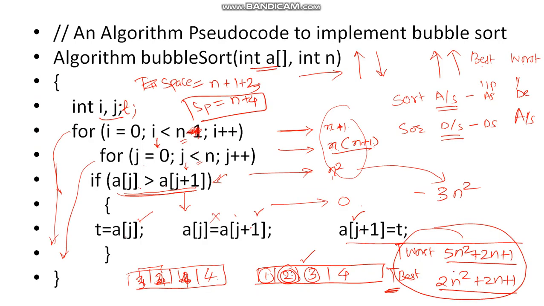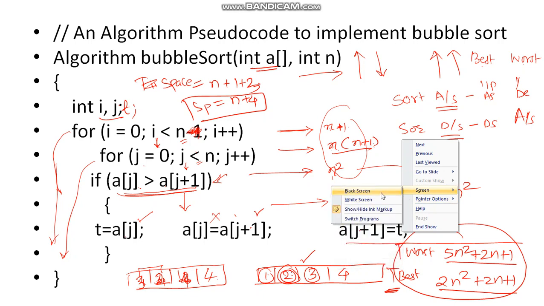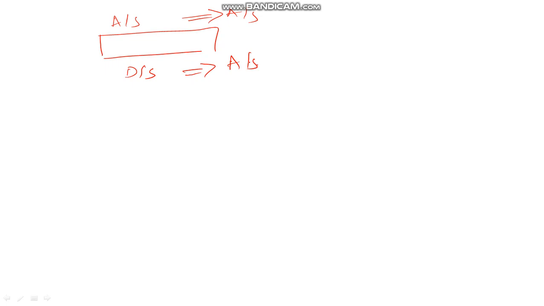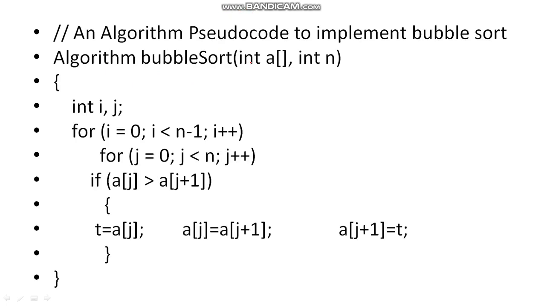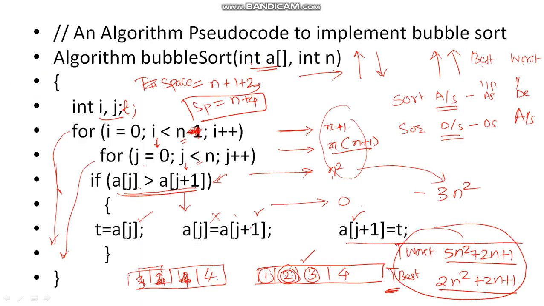So let me show you another thing here. Let me take a white screen. As I told, two things are to be noted. One thing is that if the input is in ascending order and you want to sort it in ascending order, it is the best case. If the input is in descending order and you want to sort in ascending order, it is the worst case. So we should take care of that particular thing. So this is about the bubble sort.